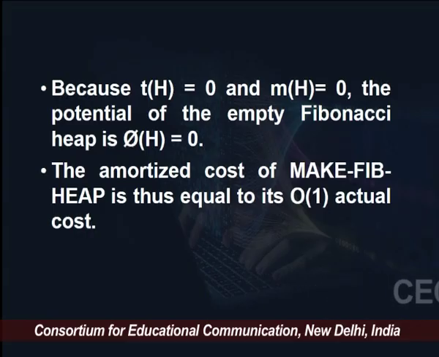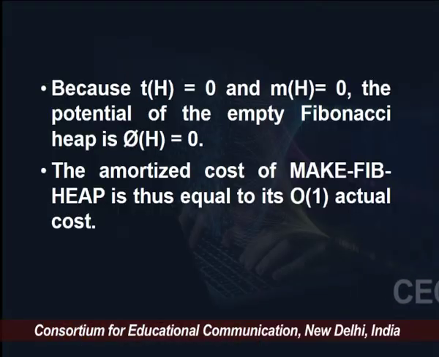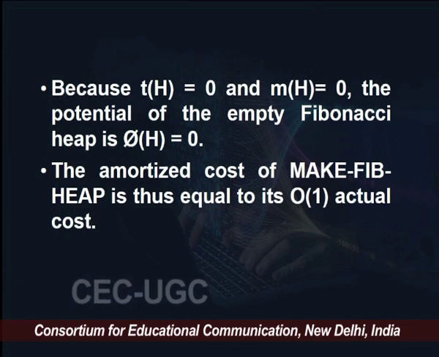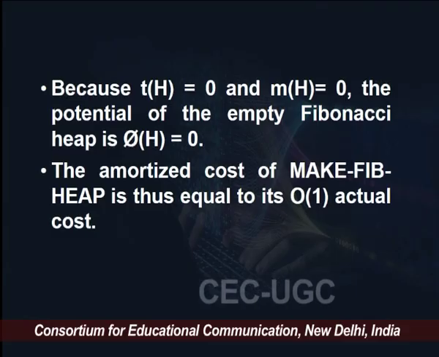If you look into the comparison table of the analysis of operations of the Fibonacci heap and binary heap, you can refer to the first lecture of this Fibonacci heap, and you will find that the amortized cost of make fib heap is equal to its actual cost, and this is nothing but order 1. With this, let us move to the next operation, which is about inserting a node.